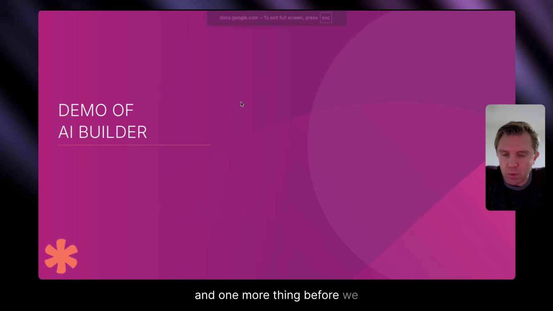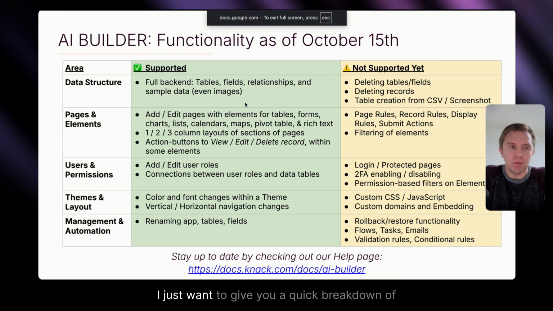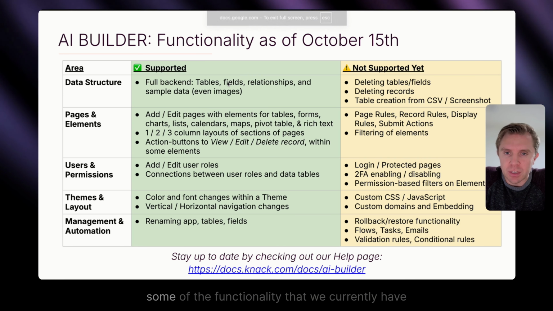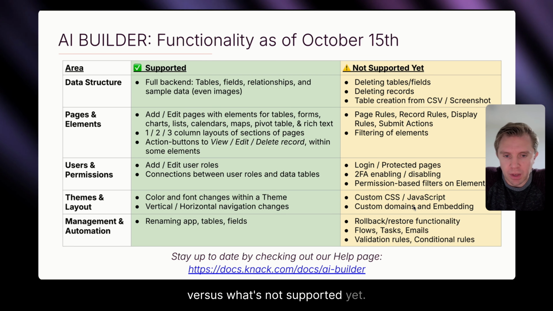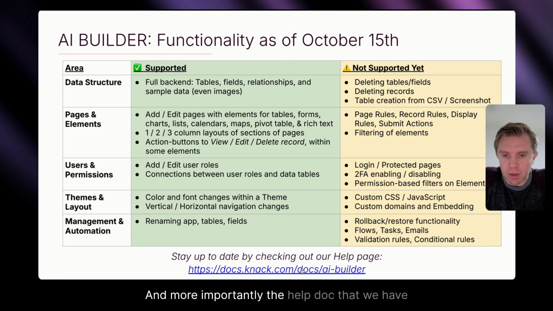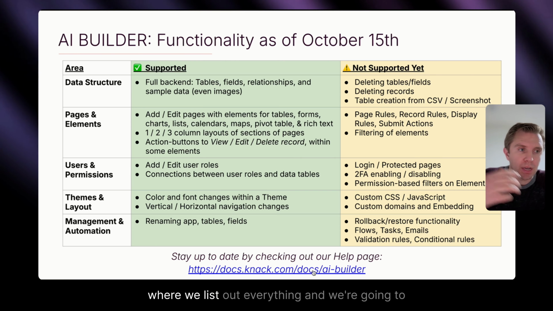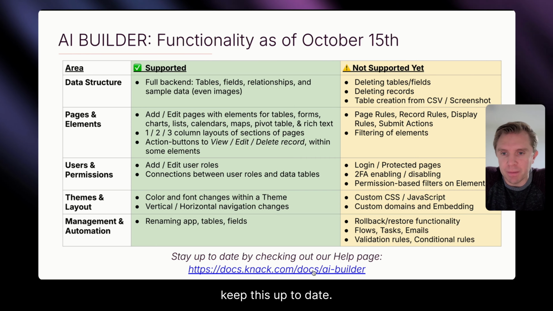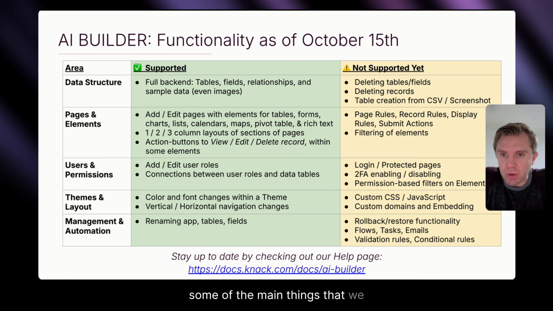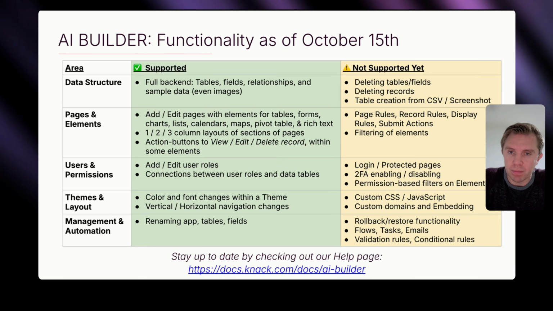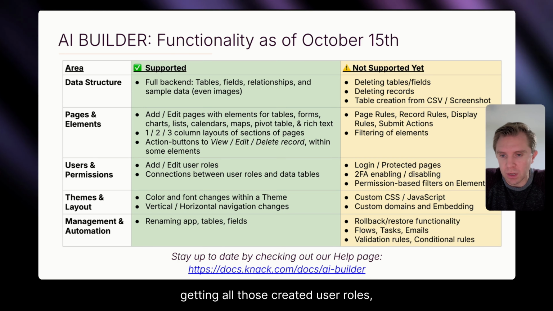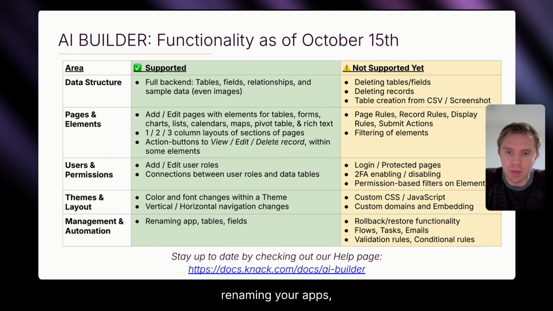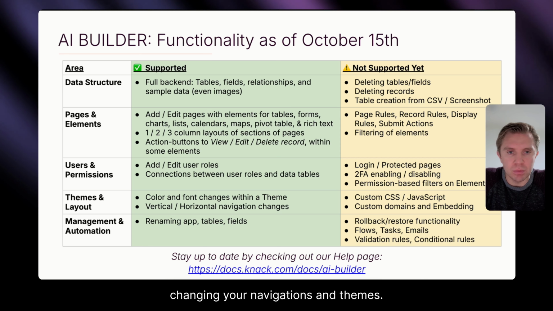And one more thing before we move on, I just want to give you a quick breakdown of some of the functionality that we currently have supported versus what's not supported yet. And more importantly, the help doc that we have where we list out everything, and we're going to keep this up to date. Some of the main things that we, again, fully support: backend, tables, fields, relationships, sample data, pages, getting all those created, user roles, connections, renaming your apps, changing your navigations and themes.